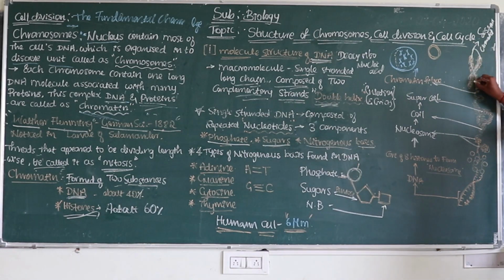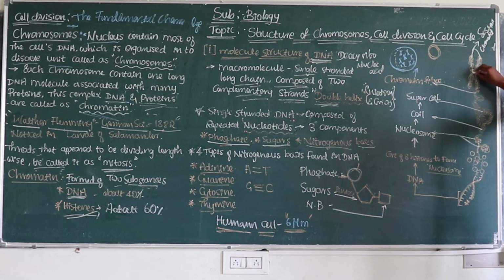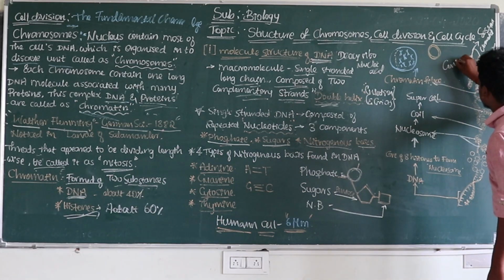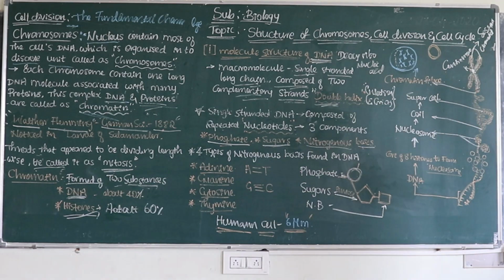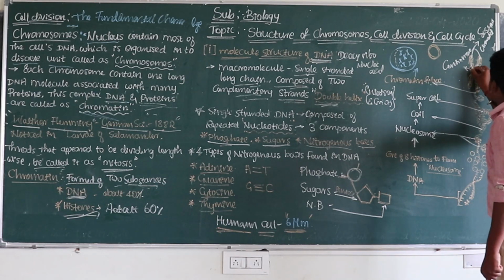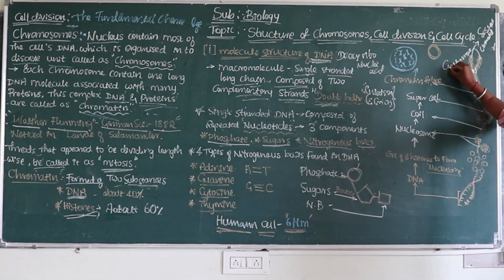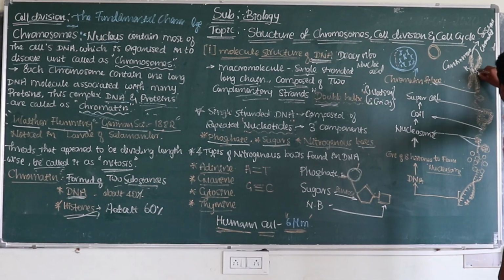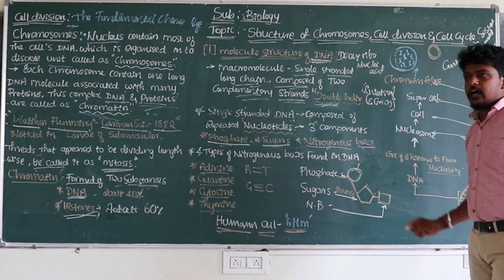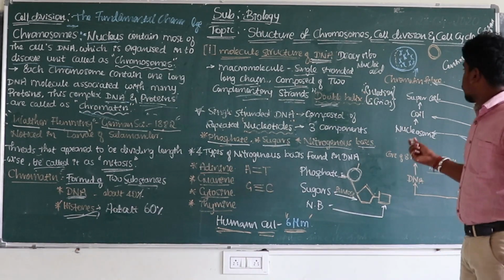Between the 2 sister chromatids, there will be a special structure called the centromere. On the surface of the centromere, there will be a protective layer called the kinetochore. The core which is formed on the surface of the centromere is called the kinetochore. Kinetochore. See, have a look at this one, the complete structure.